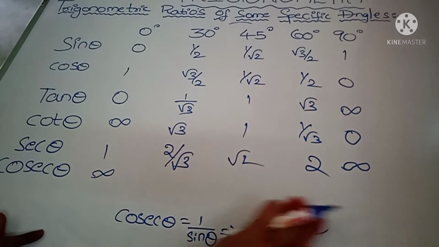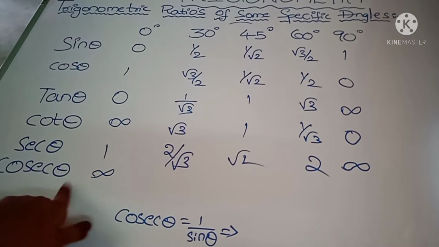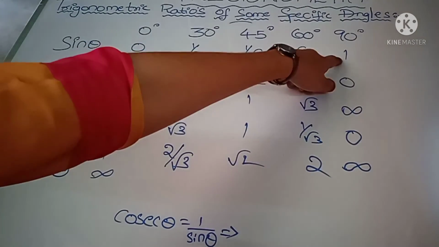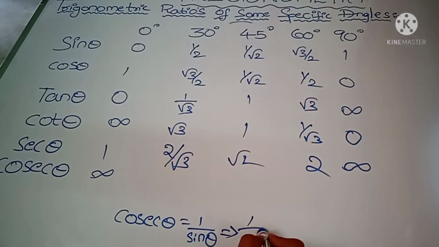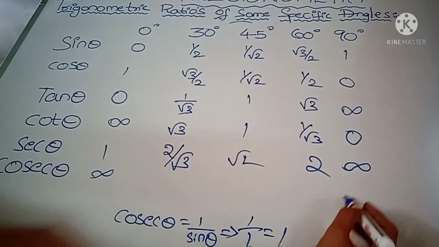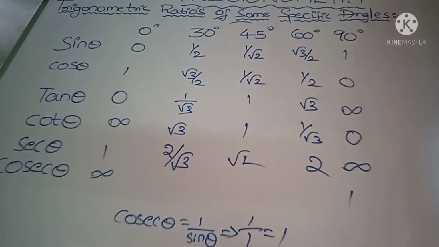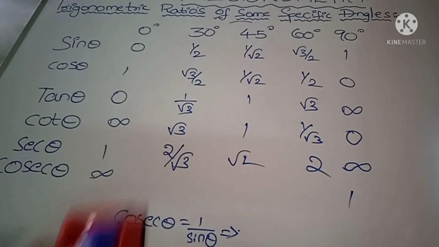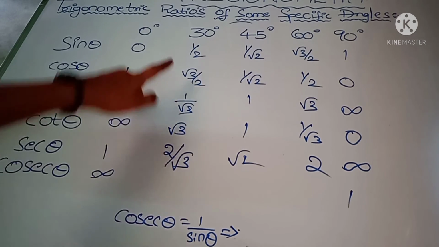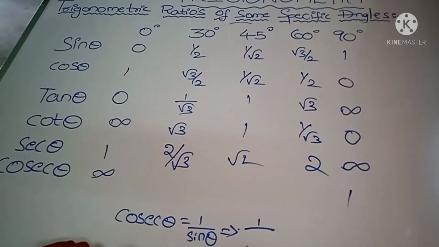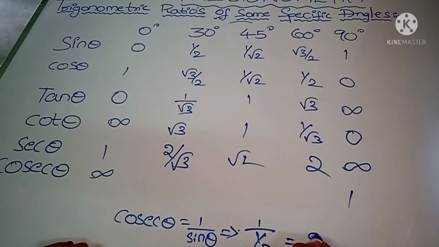Next is cosecant 90 degrees. What's the value of sin 90 degrees? 1. It's 1 by 1, that is 1. Cosecant 90 degrees is 1. Next one is cosecant 30 degrees. We substitute here the sin 30 degrees value. What is the sin 30 value? 1 by 2. So 1 by sin 30 is 1 by 1 by 2, which is nothing but 2.